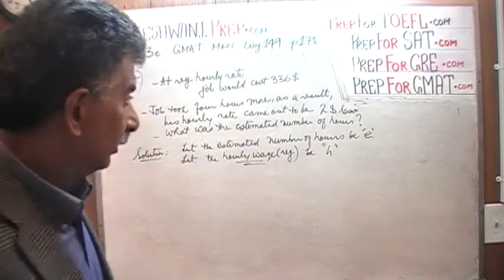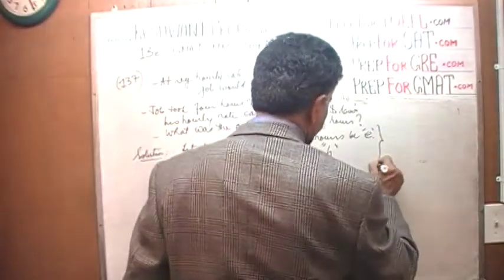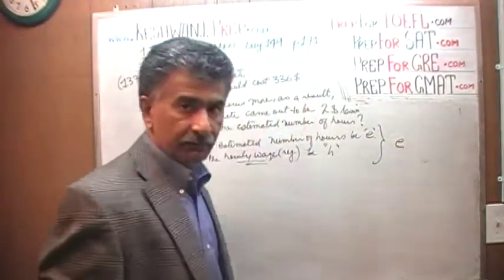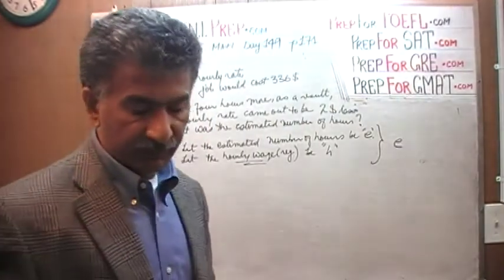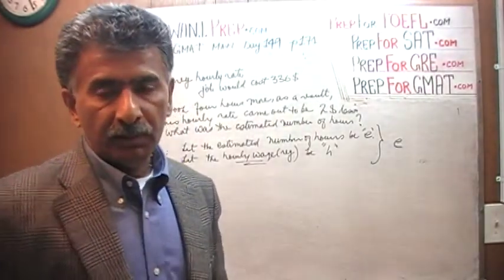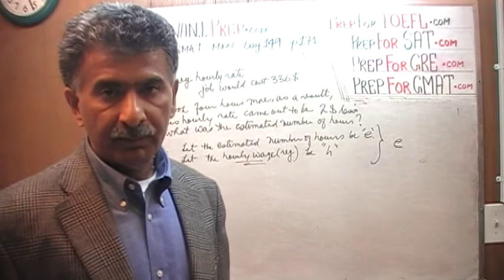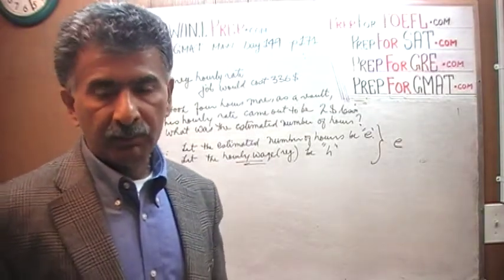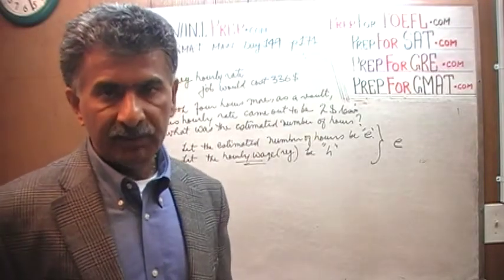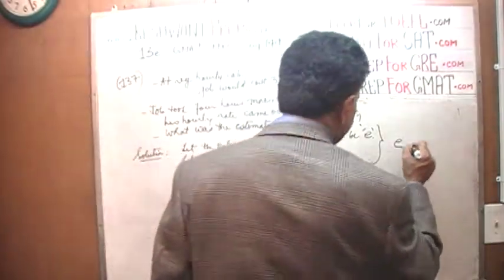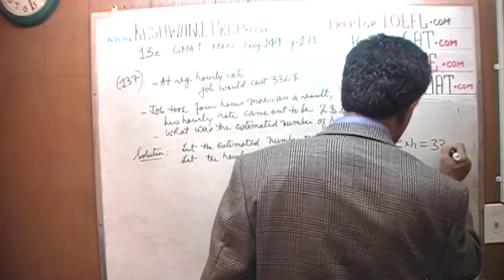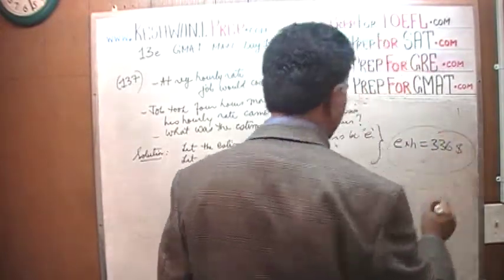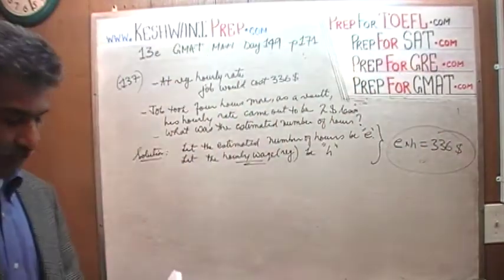And if that's true, then from these two we get an equation. Whatever his estimated hours are, for example, if I want to get $15 an hour, and if I think it's going to take me 100 hours to do the job, how would I figure out the amount that I want to quote? I would multiply 15 times the number of hours. Same thing here. E times H represents $336. So that's our first equation. So far so good?